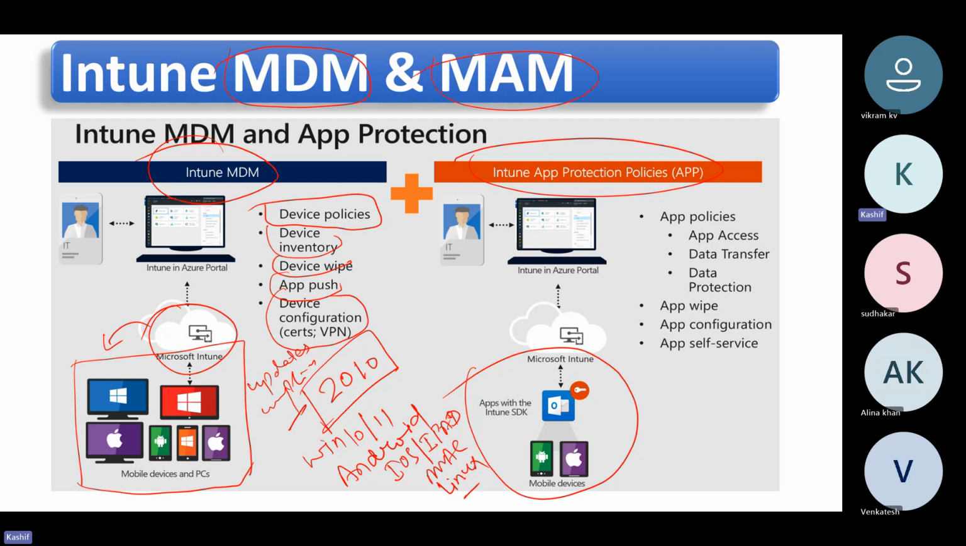So you can deploy some policies to the applications inside the device. So we are not going to manage the device, we are going to manage the application. So application policy, application access policy, data transfer policy, data protection, app wipe, app configuration, app self-service, the various things which we can do from the Intune portal to the mobile devices and mobile applications.